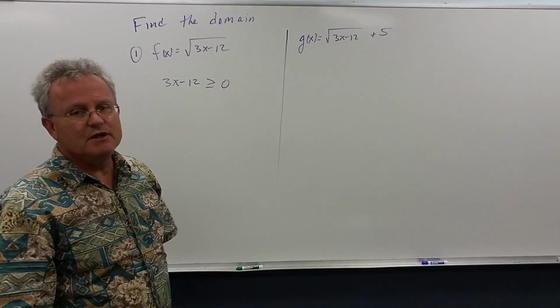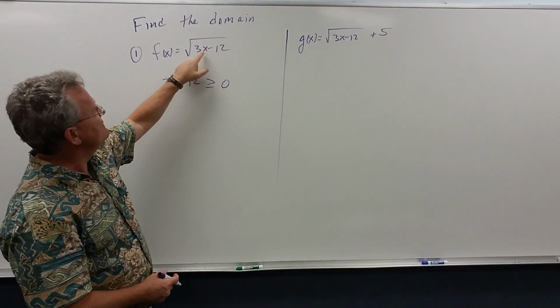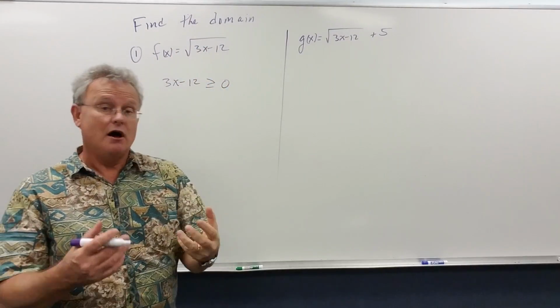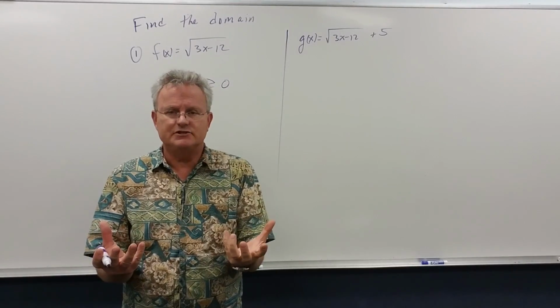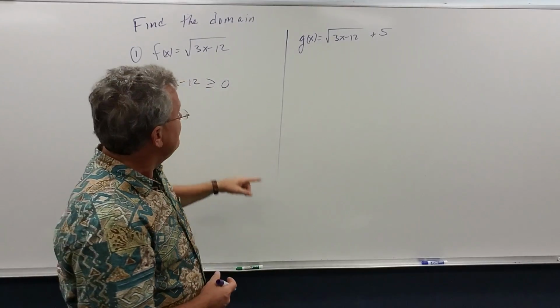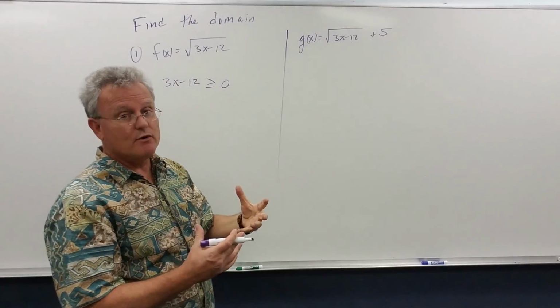Why does that have to be greater than or equal to 0? Because if we get a negative number, we get the square root of a negative number, which is an imaginary number. There's nothing wrong with an imaginary number. But the graph will not show up when we graph it.